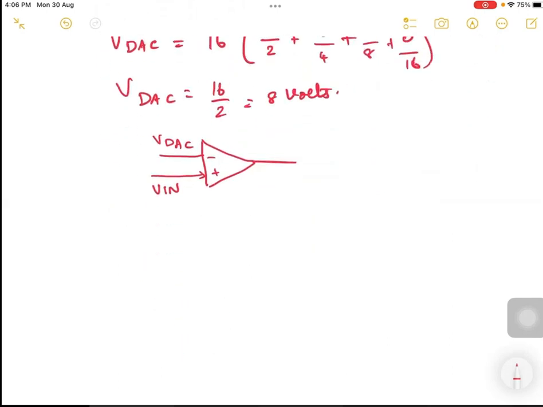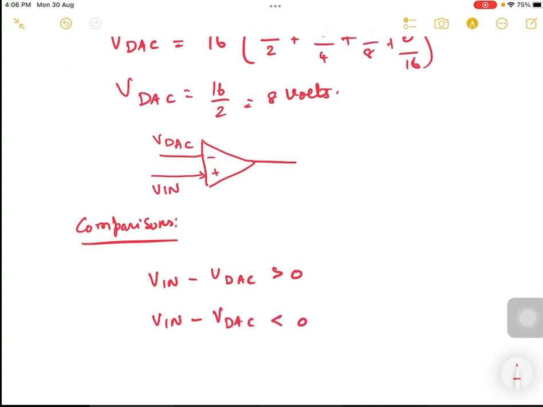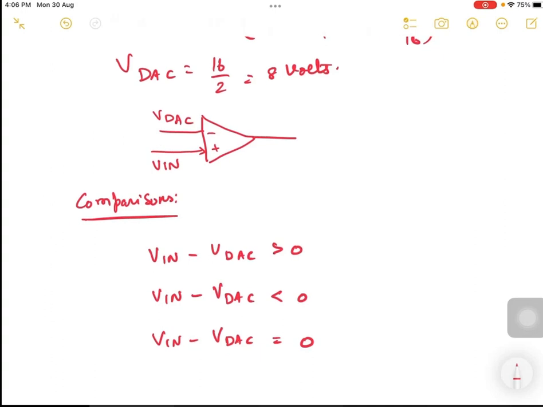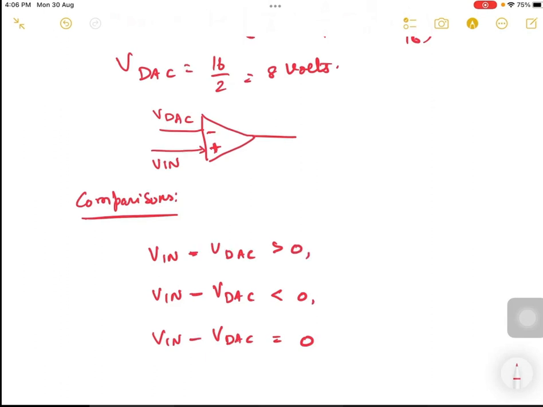So that's what we will be comparing. In this case, we have three comparisons. That means V input minus VDAC: if it is greater than zero, what has to be done? If V input minus VDAC is less than zero, what happens? If V input minus VDAC is equal to 0, what has to be done? Why we are using minus is that V input is given as plus here and VDAC is minus here. So comparison is usually subtraction only.